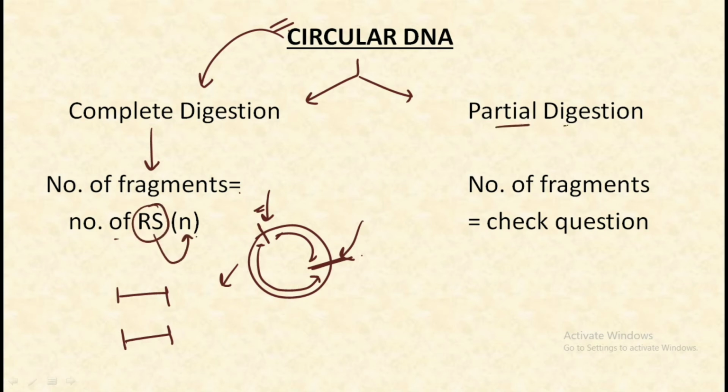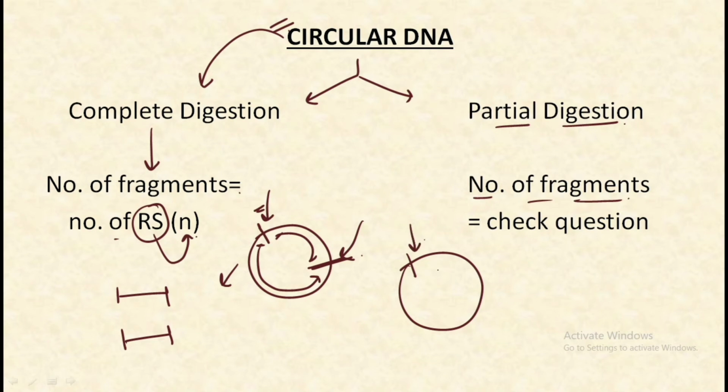The second one is the case of partial digestion. In this, the number of fragments depends upon the question that we are given, same as we have discussed in the linear case. Consider we have only one restriction site given. If this restriction site falls under the category of the restriction enzyme that is given, there might occur one fragment, there might occur two fragments. So it all depends upon the question that we are dealing with. So this was all about the restriction digestion for the linear DNA and for the circular DNA. I hope this topic is clear to you.